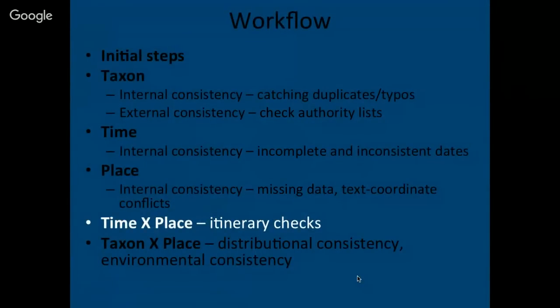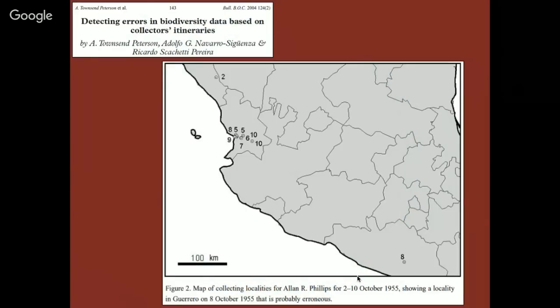Now I'm going to show you two examples of external consistency. And these are mostly related to place, but place or time, place by time, place by taxon gives us some interesting opportunities. So when we have enough density of data, we can take all of the records for a particular collector and we can put them in order by date.